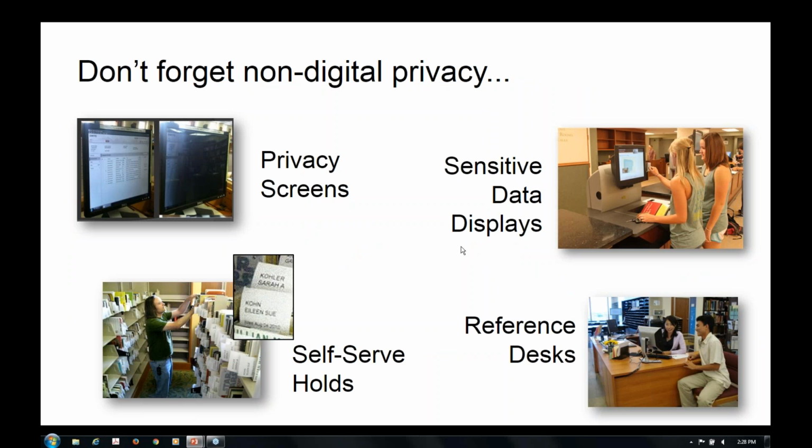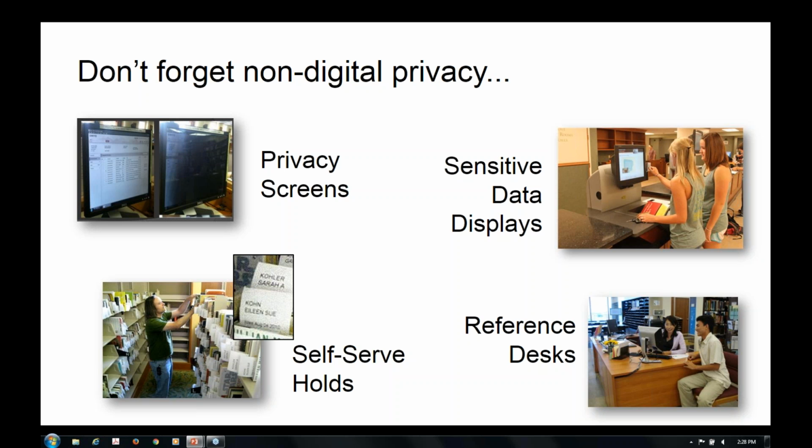We wanted to put in one more shout out to non-online privacy around privacy screens. Go ahead, Deborah. Not all display of a patron's data is digital, and we have to remember to be thoughtful about displays on things like self-checkout stations and public library systems. So privacy screens, use of study carrels, and thoughtful arrangement of furniture and other equipment is really necessary.